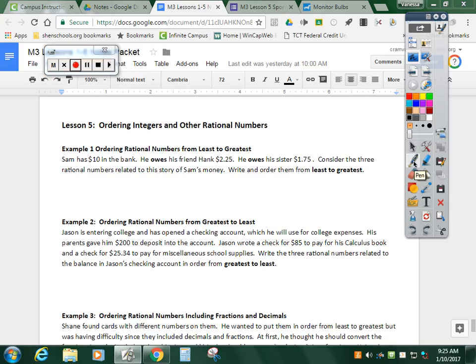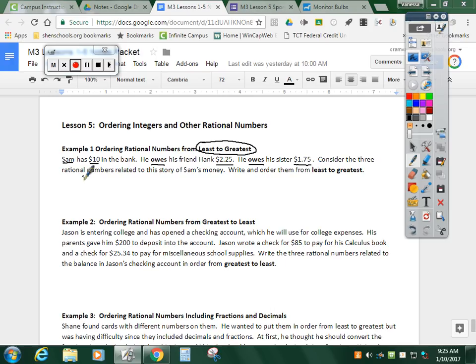Word problem examples, okay? So let's read them together. Example 1 is ordering rational numbers from least to greatest. I am going to circle that right there. Sam has $10 in the bank. He owes his friend Hank $2.25. He owes his sister $1.75. Consider the three rational numbers related to the story of Sam's money. Write and order them from least to greatest. Well, I'm going to write them.